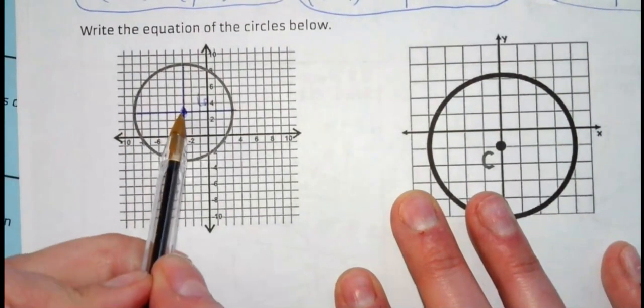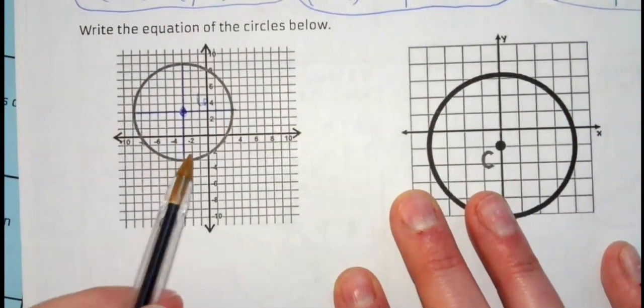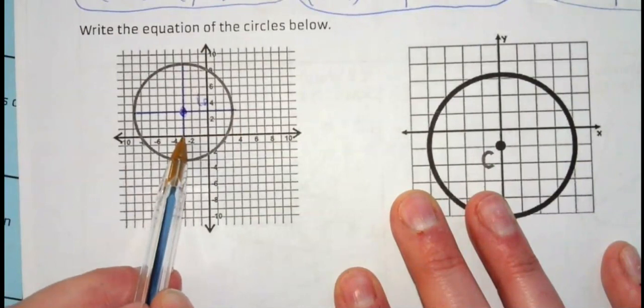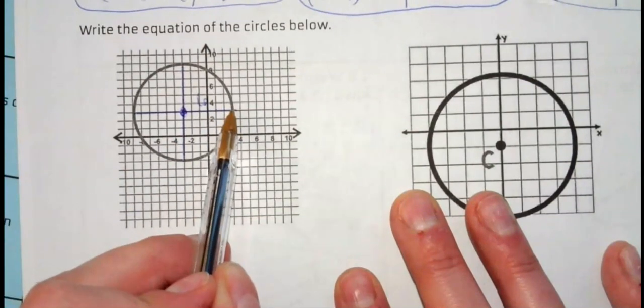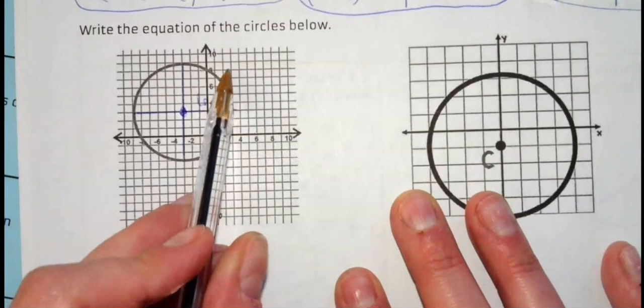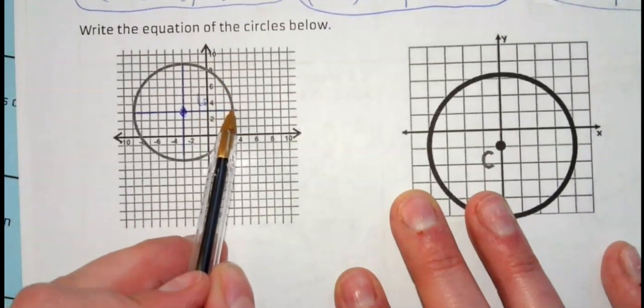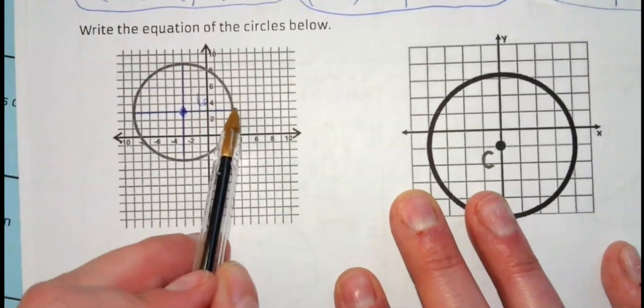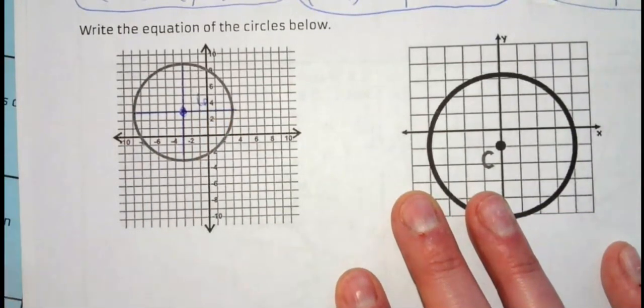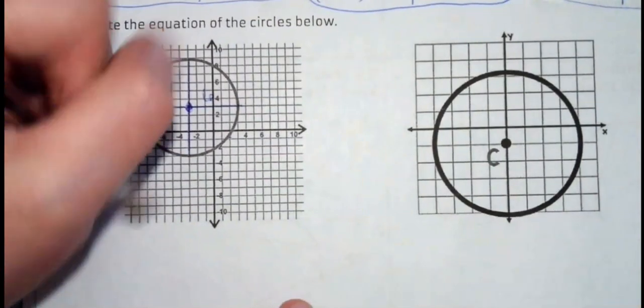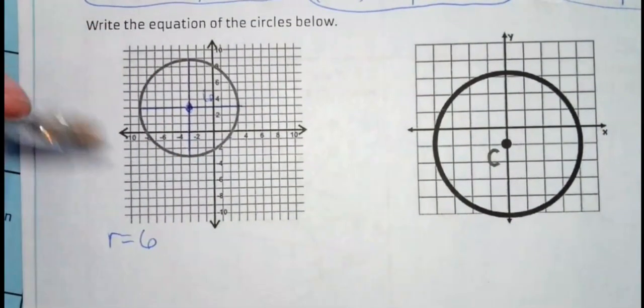But it is 6 units from the center to the edge. One way I can tell that is this is at -3, and the circle goes all the way to this 3 line. So -3 to 3, -3 to 0 is 3, 0 to 3 is another 3, so it's 6. Or you can just count the spaces. All right, so my radius is 6.